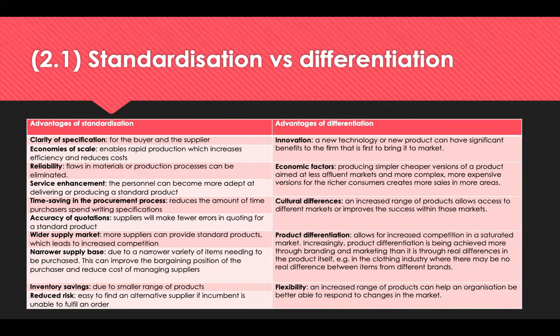But then we've got differentiation, which is increasing the range of products available, quite different. And again, there are many benefits to this, such as you get more innovation, you could get economic factors such as producing cheaper versions of a product, and helping to address cultural differences in the different product ranges means that you'll satisfy more customers. It will also increase your competition in a saturated market and provide the flexibility to increase your range.